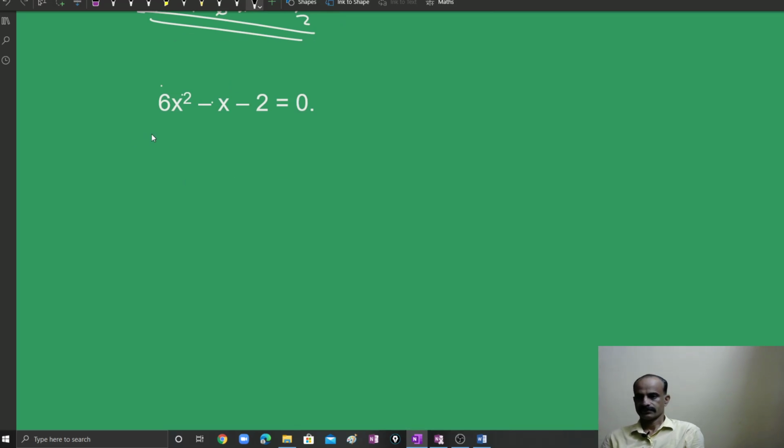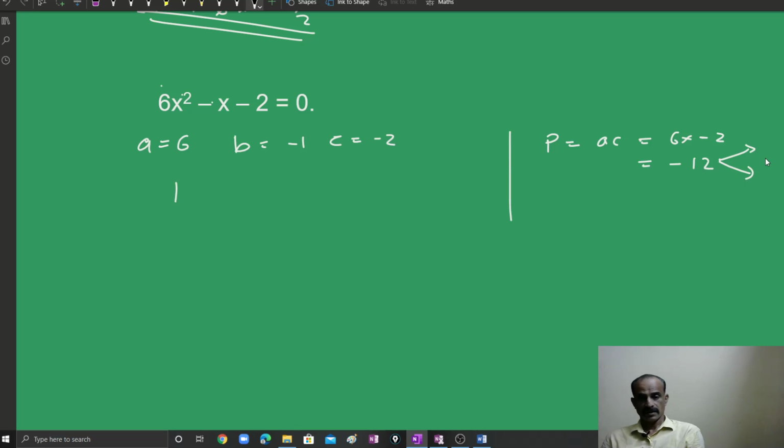Now come. So here a is equal to 6, b is equal to coefficient of x, -1, c is equal to -2. We will write the product, working column product. p is equal to a into c, that is 6 into -2, that is equal to -12. Product is -12, product is negative, that means when you multiply the two numbers and the product is negative, one is positive and the other one is negative. Okay, when you take that, you have to keep that in your mind.